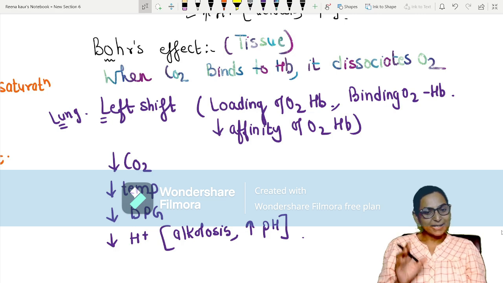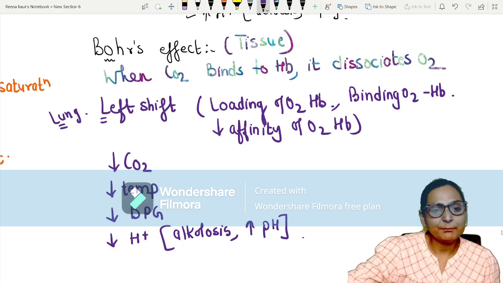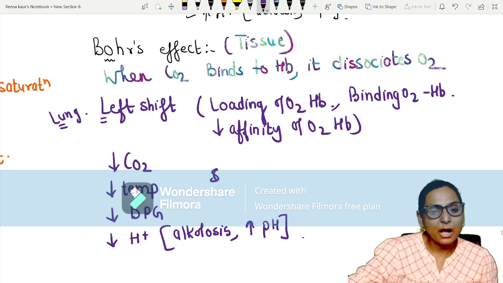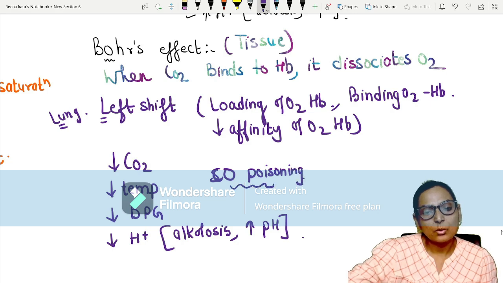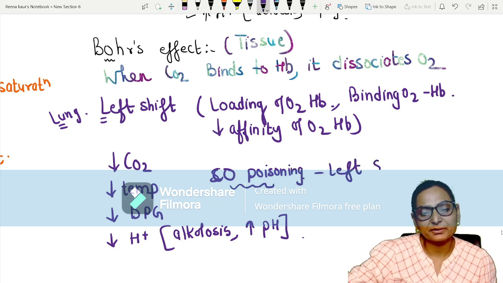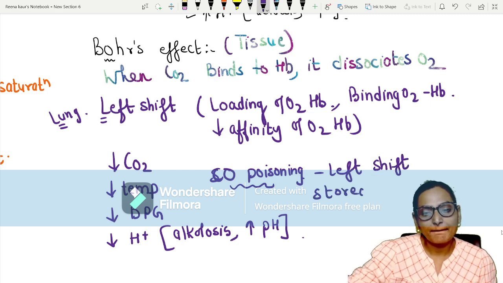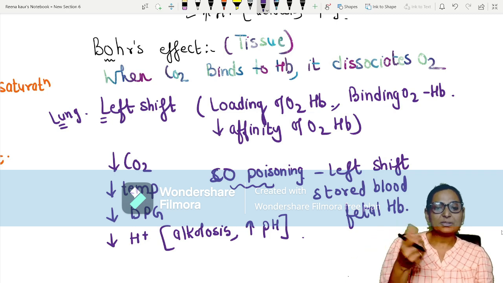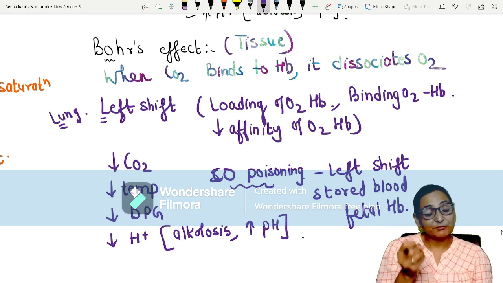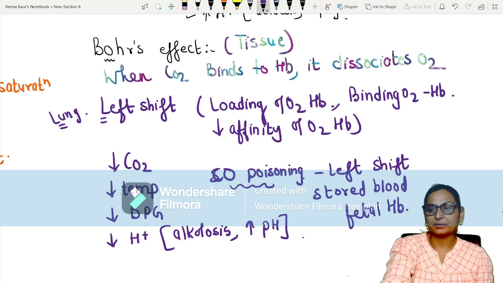Okay? So less. Now remember one thing very important. Carbon monoxide poisoning also causes a left shift. Stored blood and fetal hemoglobin will also cause a left shift. Okay, left shift, because they do not leave oxygen, and therefore it assumes as if there is a left shift.